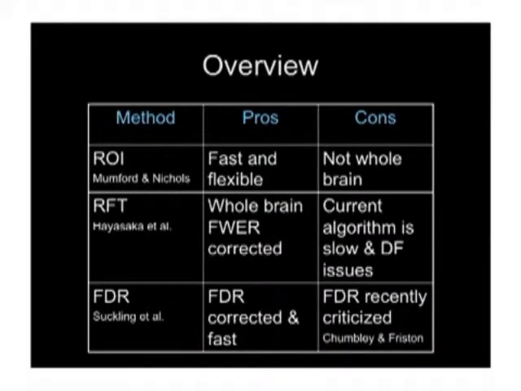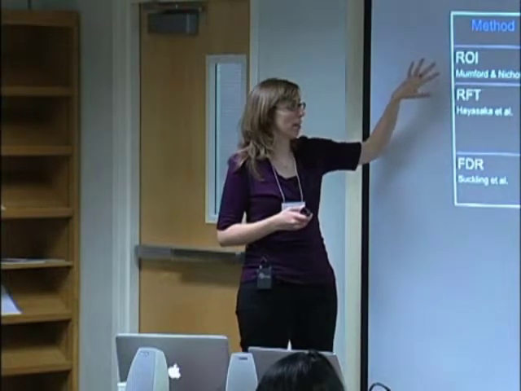Okay, I just wanted to overview the methods that do exist now and do a quick comparison of the three of them. So first was the ROI approach, which was nice because it's fast and flexible, but it's not whole brain. Another nice thing is there's currently software where you can calculate power just by changing the number of subjects. I haven't built into it yet the ability to change numbers of runs and the lengths of runs.